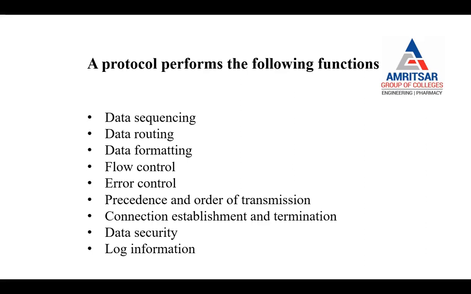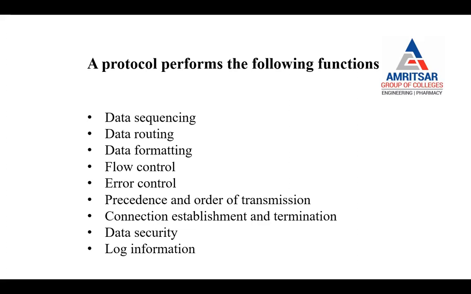Second is data routing. Data routing defines the most efficient path between you and your destination, finding the route by which your data reaches the destination fastest. Third is data formatting. Data formatting rules define which group of bits or characters within a packet constitute data, control, address, or other information. That is the part of data formatting.